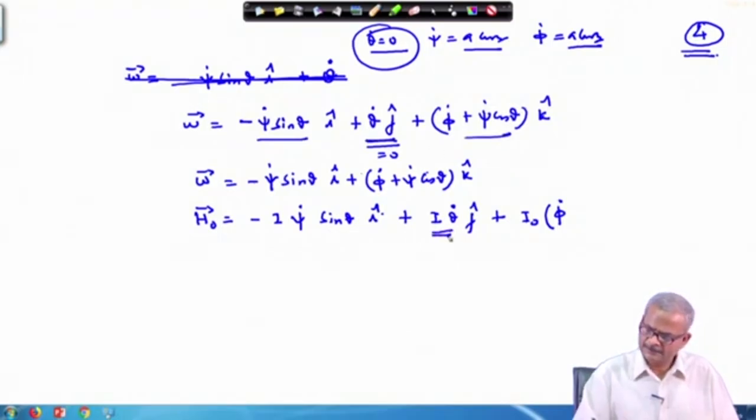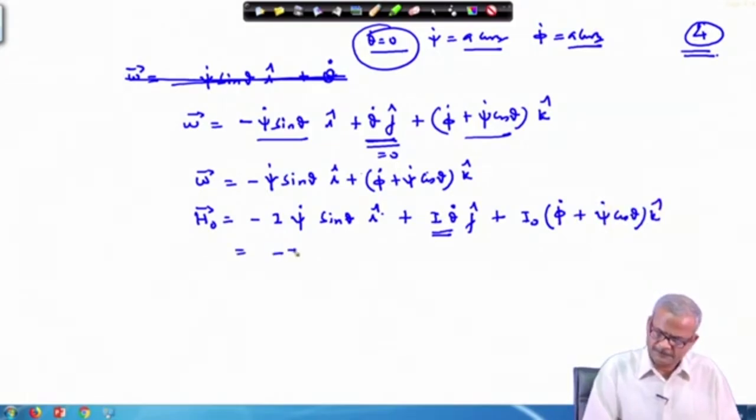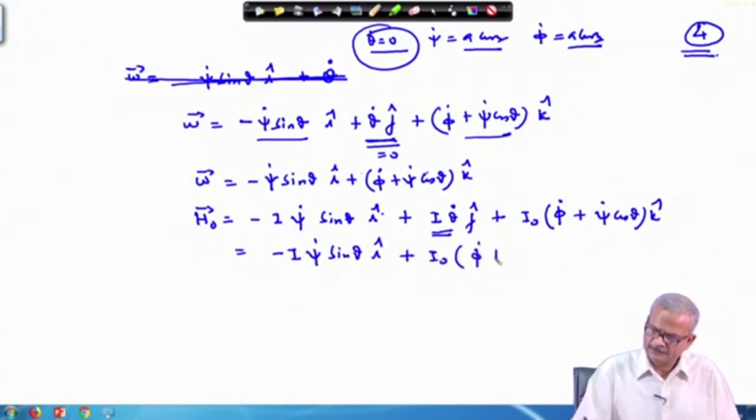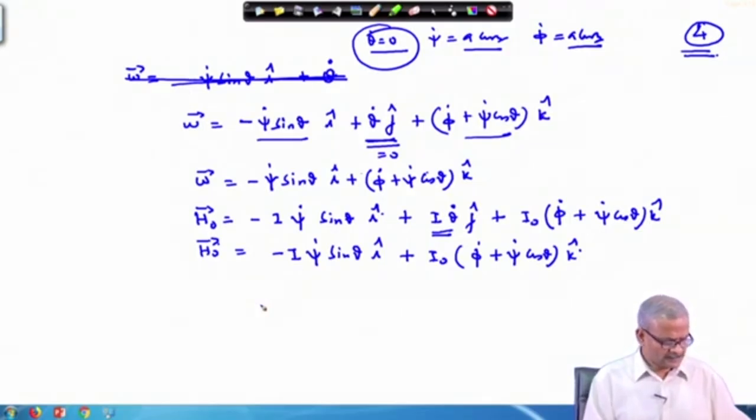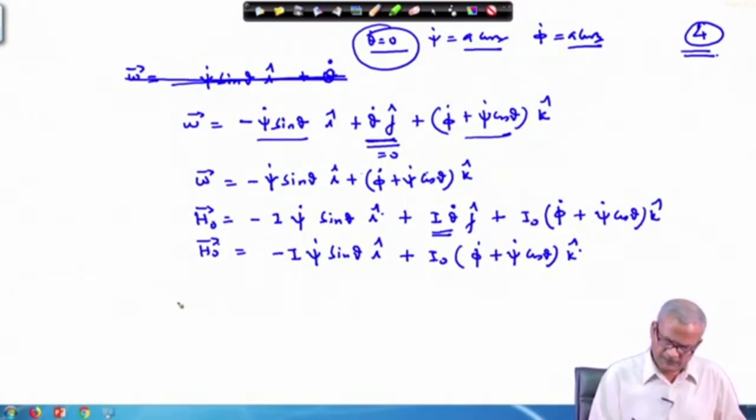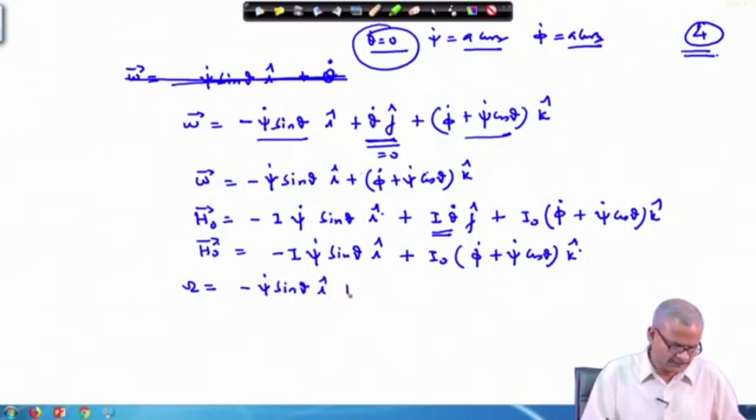So, here because theta dot is 0, this particular j term will drop out. So, what we get here is I times psi dot sin theta times i cap plus I 0 times phi dot plus psi dot cos theta times k cap. And there are a few other things that we also need to look into. And capital omega, this term is minus psi dot sin theta i cap plus psi dot cos theta k cap.